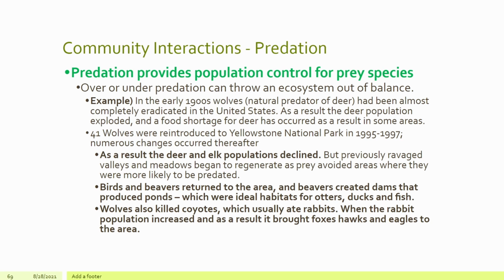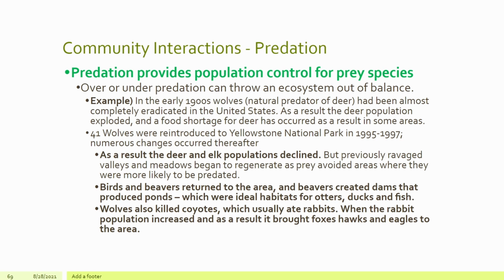There were too many of them, and they were eating similar food items. So 41 wolves were reintroduced to Yellowstone National Park in 1995 and through 1997, and that caused numerous changes in an ecosystem. As a result, the deer and even the elk populations declined. They now had a predator. But previously, ravaged valleys and meadows that had been preyed upon by the deer, using them as food items, began to regenerate because prey was avoiding areas where they were more likely to be predated. And also some were being predated and there were just less deer and even elk present.